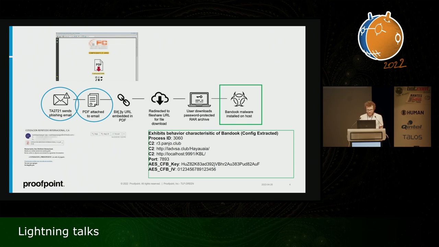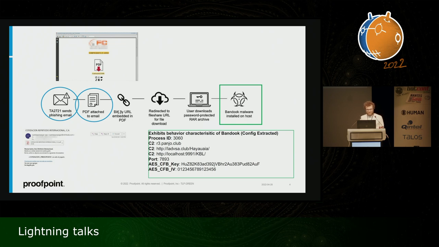If we look more into detail, you will see that there are elements in the email that you can flag. There are elements in the PDF that you can flag. And of course, you can extract the configuration from the Bandook malware, which you have classified before.